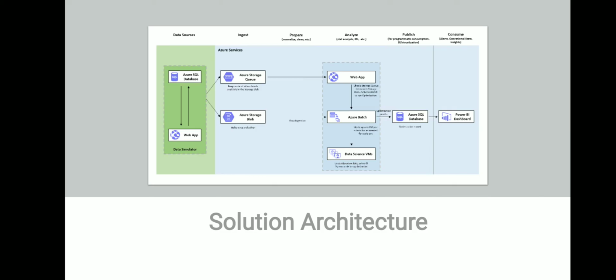Now, if you would like to look at the actual solution architecture, this is what I just explained from the component perspective: web jobs, Azure storage queues, Azure Batch, and the Power BI dashboard. Now, one important aspect I mentioned is the Data Science Virtual Machine. What we are doing here is using a mathematical model for energy resource optimization.